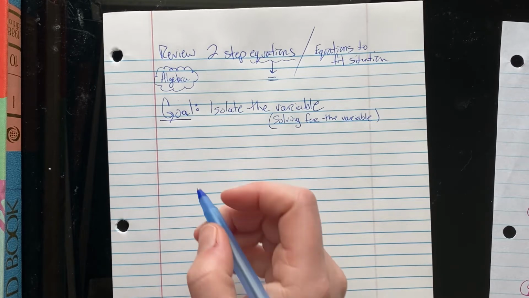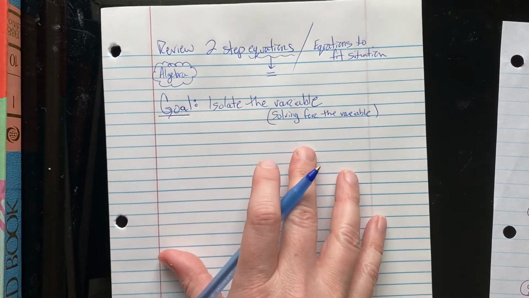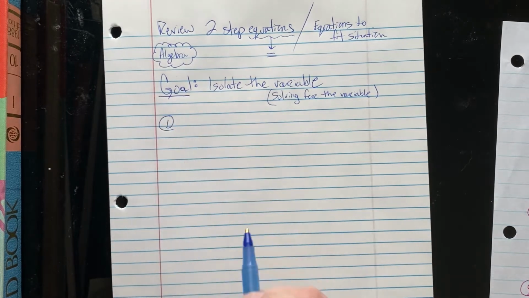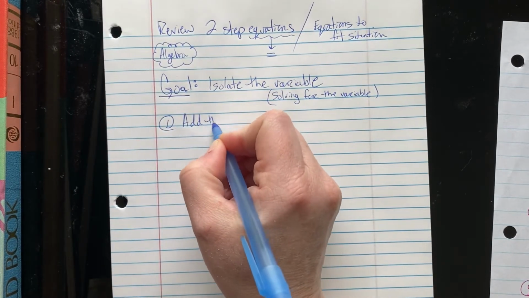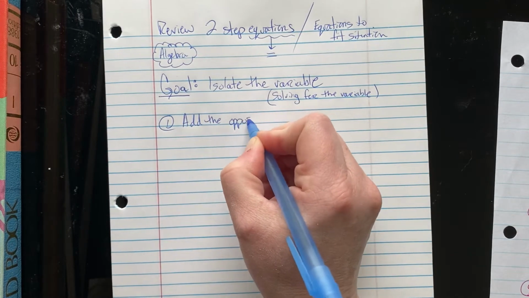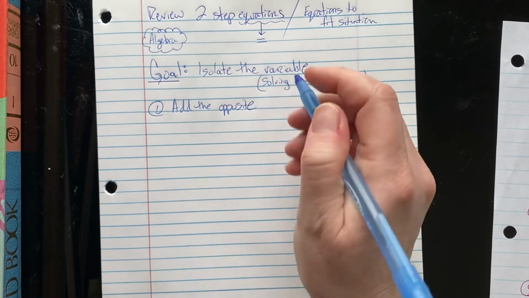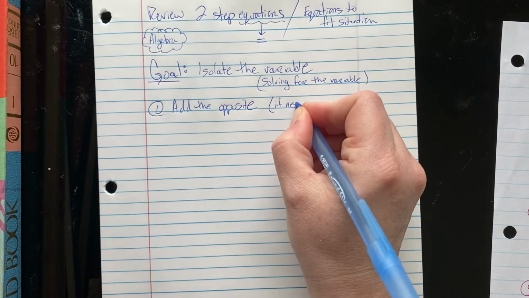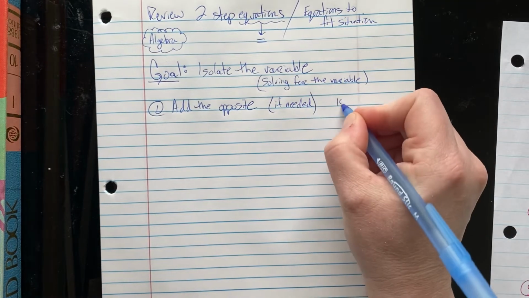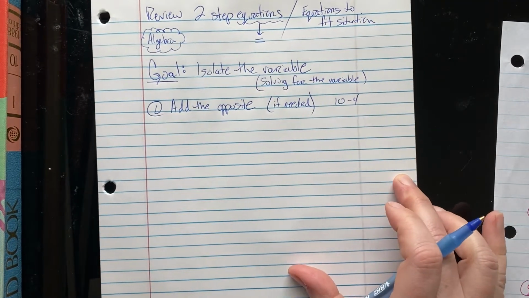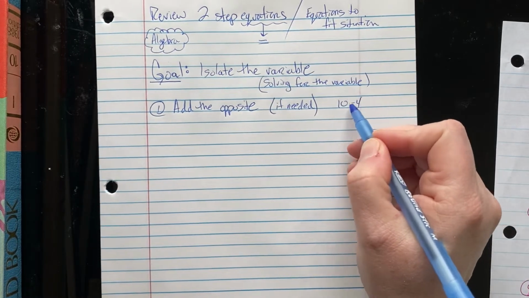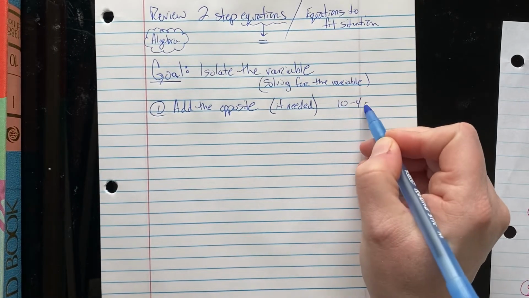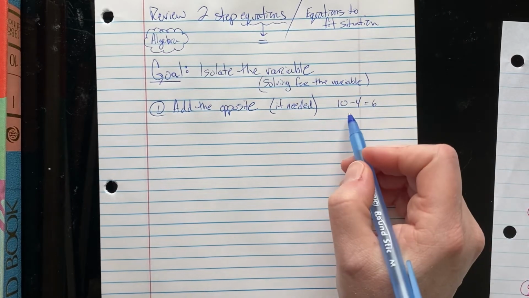So the first thing that I'm going to go through is the list of what we're going to look for. The first thing we're going to look for in this goal of isolating the variable is adding the opposite. And as I've talked about before, this is if needed. I mean, if you're faced with 10 minus 4, strategically speaking, I don't need to go, oh, 10 minus 4, I'm going to add the opposite, 10 plus negative 4. No, I know what 10 minus 4 is. It's 6. So be strategic.